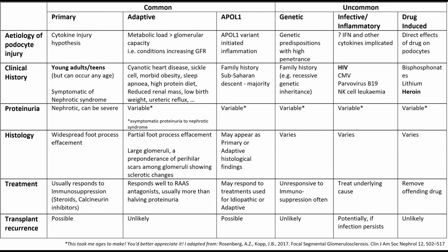The infective and inflammatory type of FSGS, or the viral type, is usually caused by HIV. It can also be caused by CMV, parvovirus B19, and natural killer cell leukemia, but it is more popularly asked in exam questions as an HIV-associated disease. You should treat the underlying cause, for example, if a patient has HIV, with highly active antiretroviral treatment. And lastly, there is drug-induced, which is usually caused by things like heroin, lithium, and bisphosphonates.